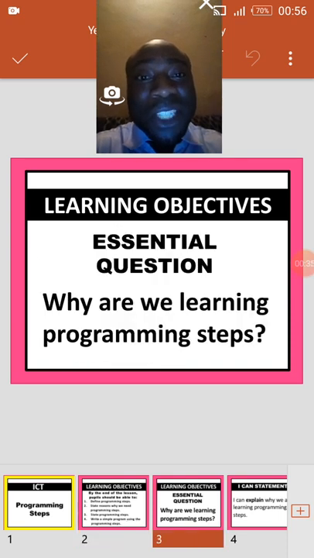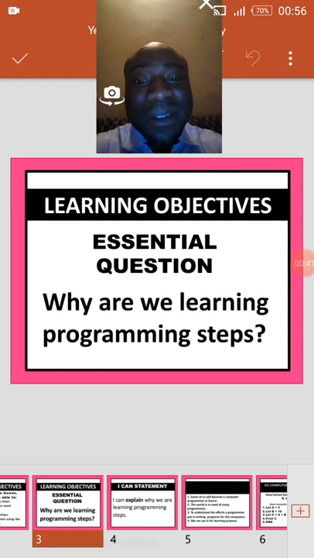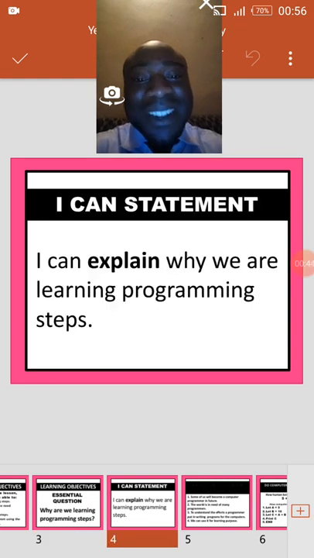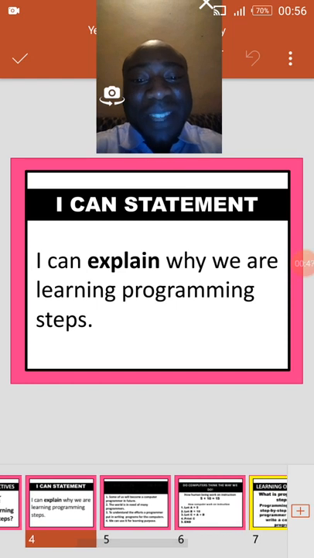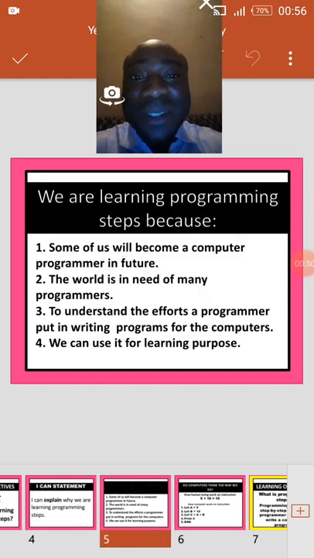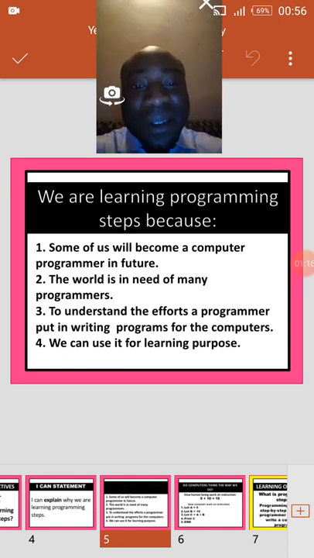Alright, what is our essential question for today? Why are we learning programming steps? Can you explain that? Don't worry, I will help with that. The reason why we are learning programming steps is because some of us will one day become a computer programmer in future, and the world is in need of many programmers. And thirdly, to understand the effort a programmer puts in writing programs for the computers, and we can use it for learning purpose.